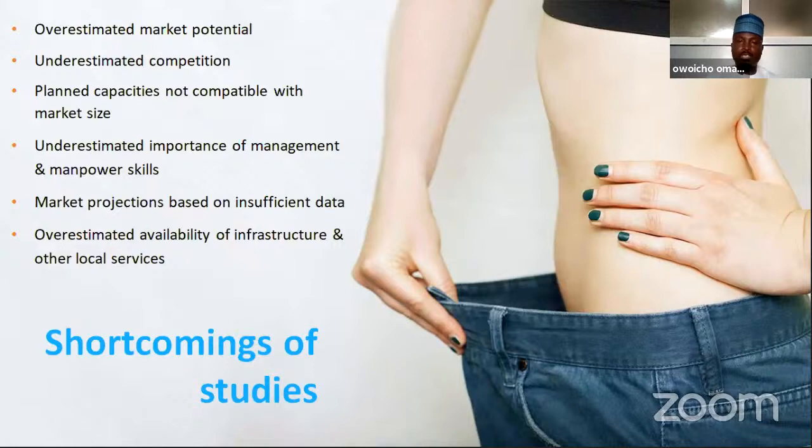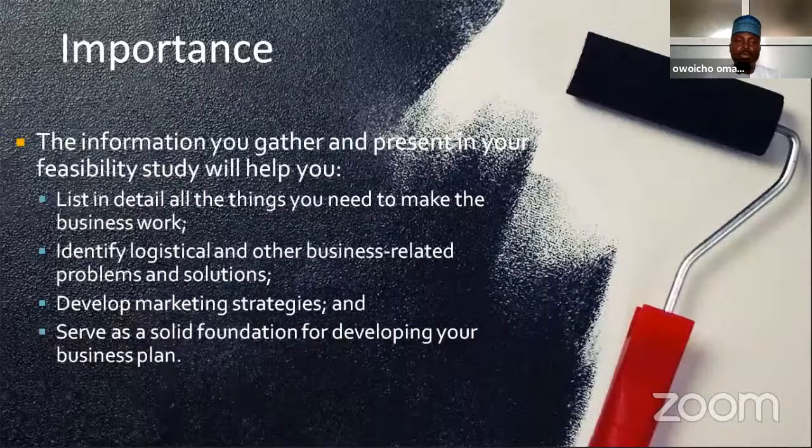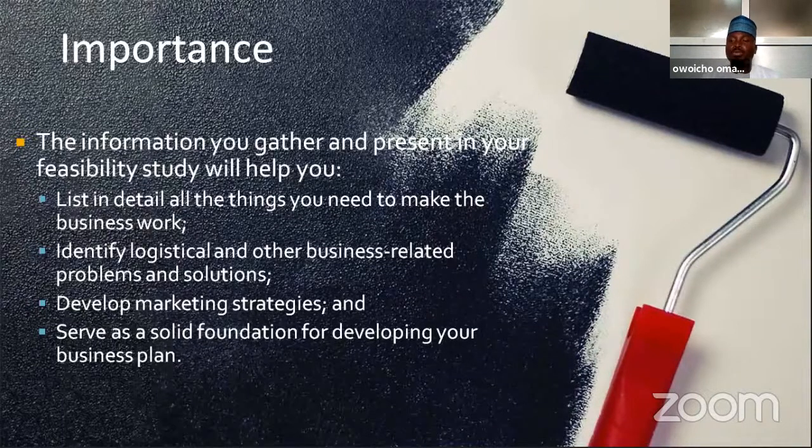The next point under this topic too is, why is it important? It's important because it will list in detail all the things that we need for the business to work. And number two, it will look at logistical issues such as when you produce your item, where are you going to store them? How do you carry them to the places that people need them? So you can say, can I hire a warehouse? Can I hire a vehicle that can come every week and move my product out? So you are identifying logistical problems, and you are also providing solutions to them.